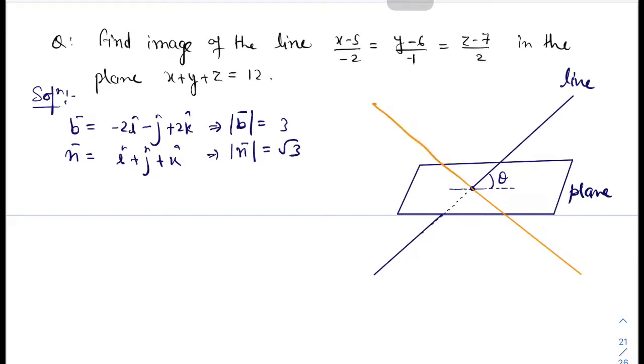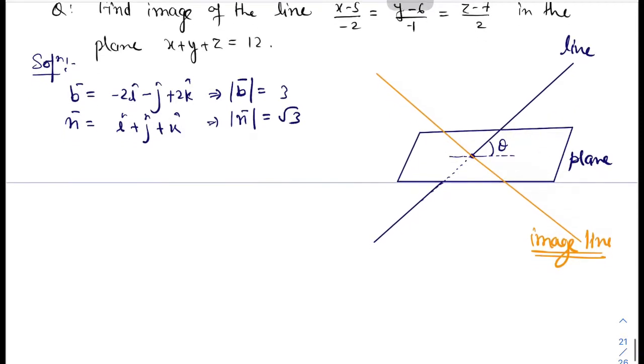The image of this line will be like this. The image of this portion is this, the image of this portion is this. Okay, so how do we find the equation of this image line, this orange line? This is our image line. An image line is nothing but a line.